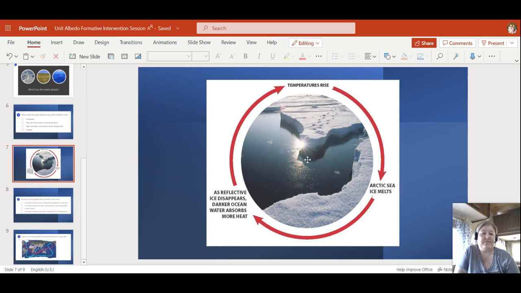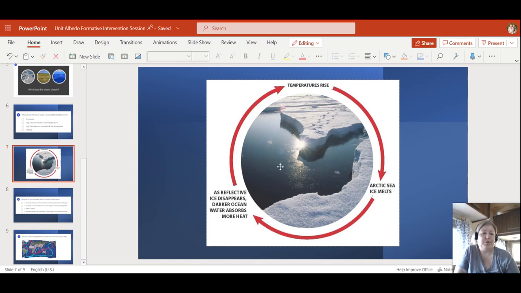Okay, let's go back to our video that we watched. So this is what they were talking about. As the temperature rises, Arctic sea ice melts. That's it. I mean, temperature goes up, ice melts. As that ice melts, it adds water back into the ocean.